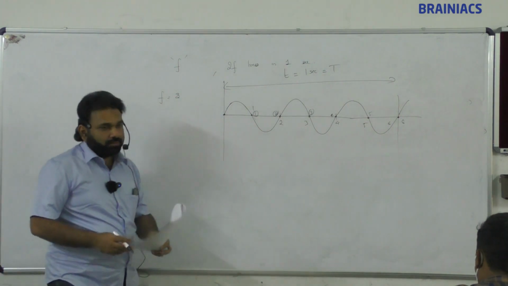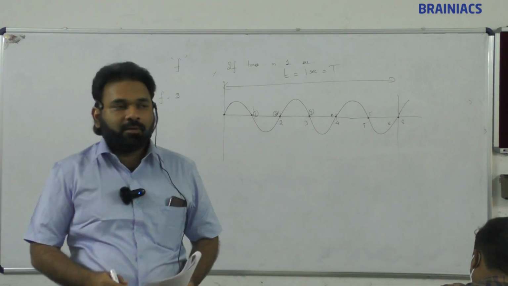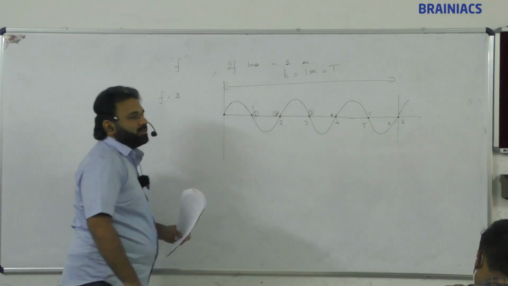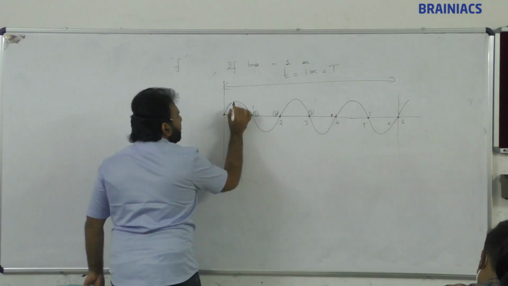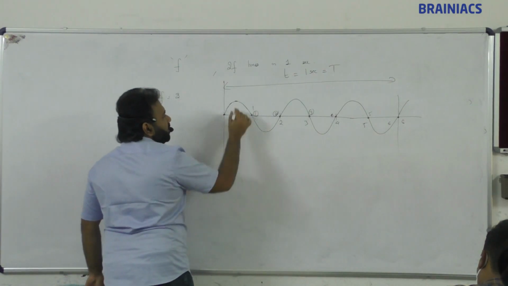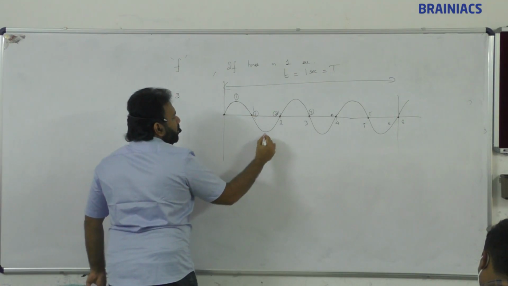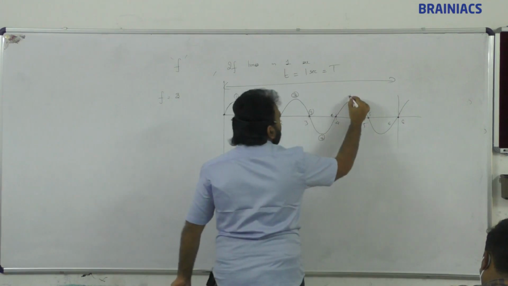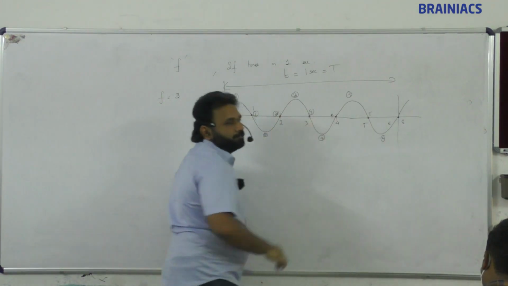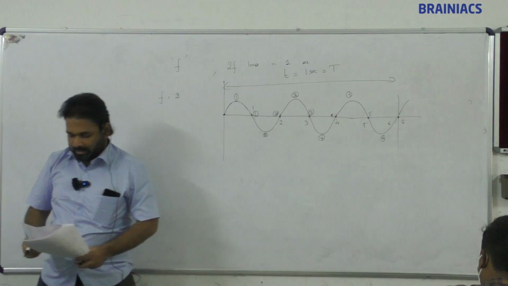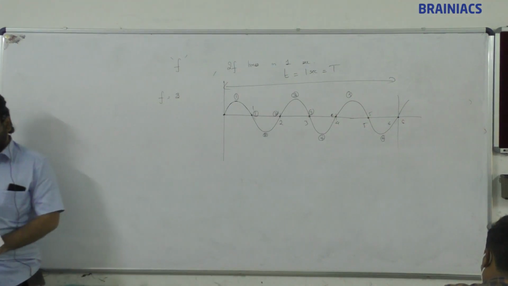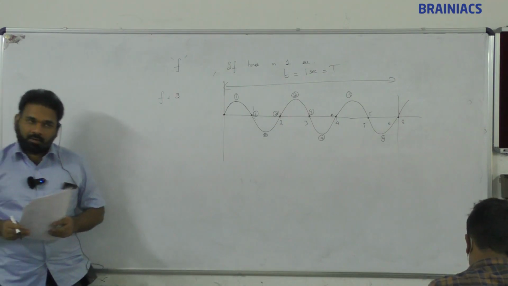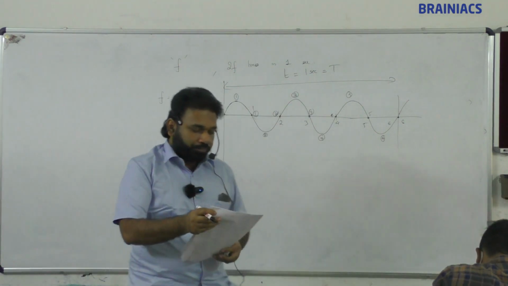Values will become maximum 2f times in 1 second. So number 1, number 2, number 3, number 4, number 5, number 6. Clear or what? States, they will ask as questions. If you know this, it is a matter of 2 seconds, mark it and go.